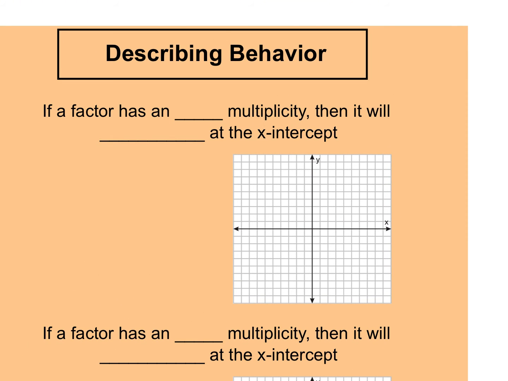If a factor has a blank multiplicity, well, I'm going to just say a 1 multiplicity. That's kind of like this. You know, the multiplicity is this power up here. Then it will blank at the x-intercept. Pass through. You can abbreviate it THRU. 4 letters means through.